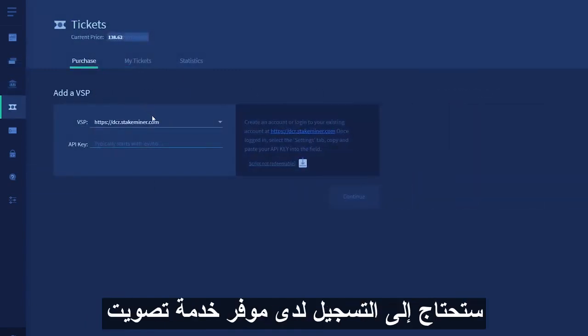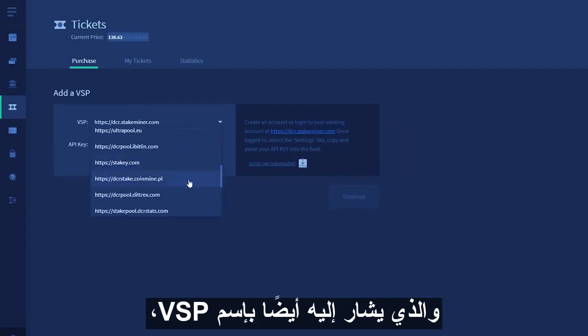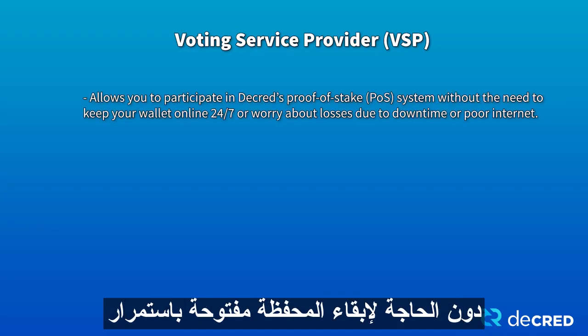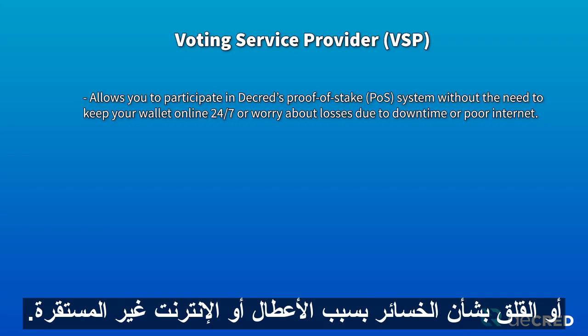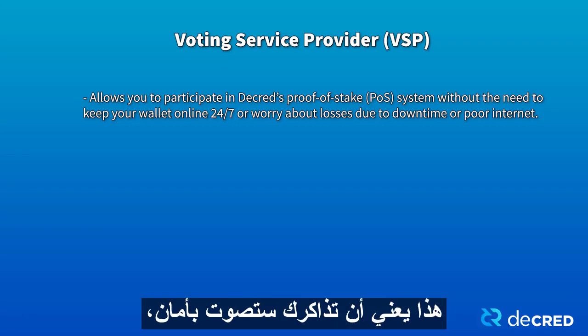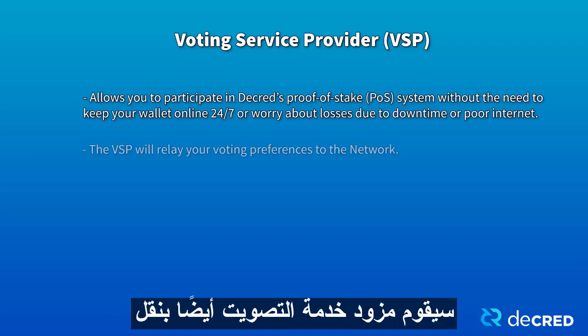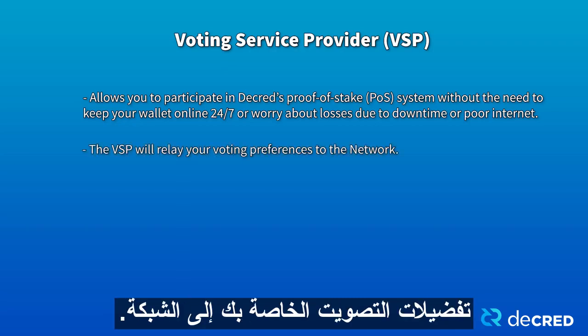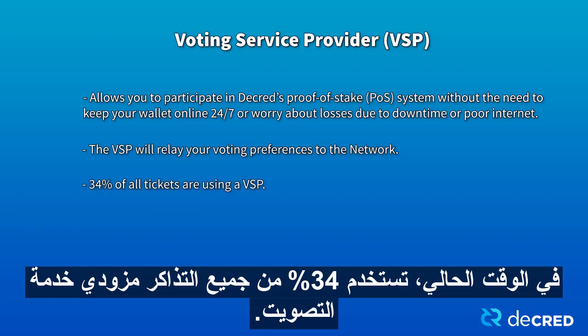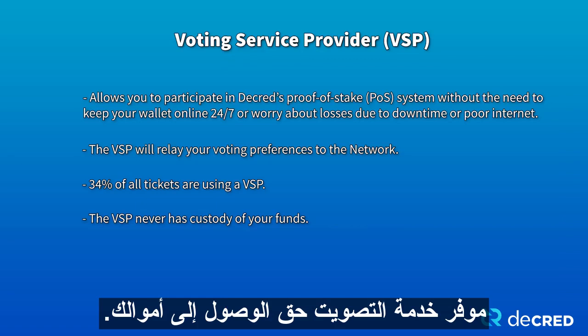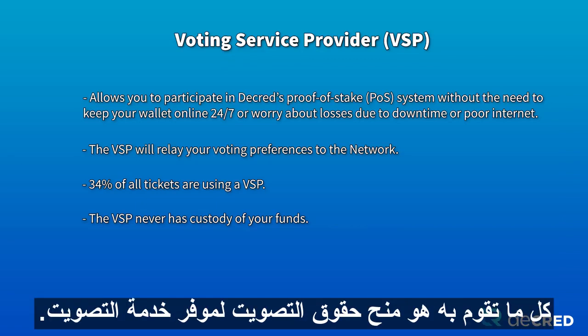You'll need to sign up to a voting service provider, also referred to as a VSP or stake pool. Voting service providers allow you to participate in Decred's proof-of-stake system without the need to keep a constantly unlocked wallet or worry about losses due to downtime or flaky internet. This means your tickets will safely vote even if your own wallet is offline. The VSP will also relay your voting preferences to the network. Currently, 34% of all tickets are using VSPs. Using a VSP does not give the VSP access to your funds. All you are doing is granting voting rights to the VSP.